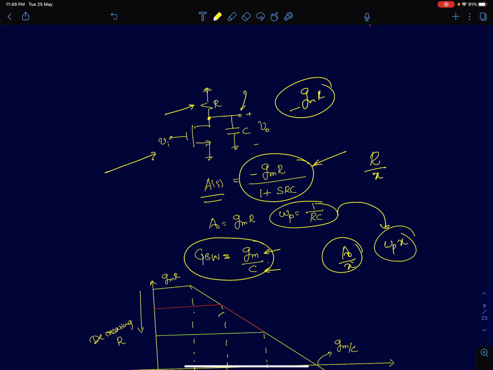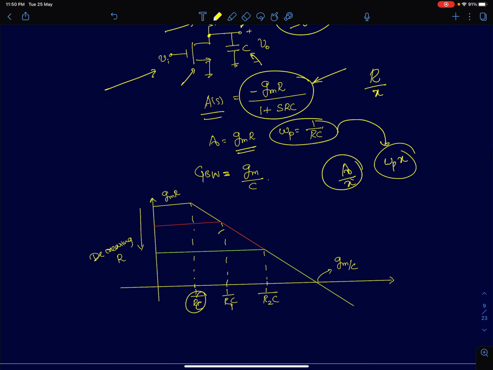For a given bias current and load capacitance C, and when I say bias current and load, I'm assuming the device dimensions are all fixed, then the gain bandwidth product is fixed. Which means I can keep varying R and varying the gain and bandwidth such that the product always remains the same. So this was something engineers were already aware of.